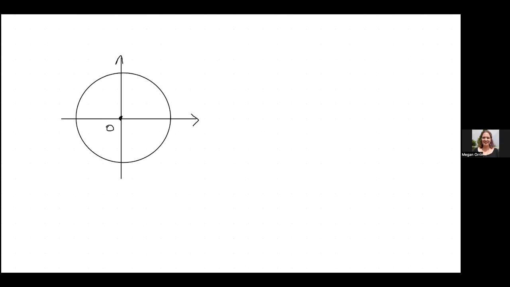So we said that the equation of a circle is x squared plus y squared equals r squared. Okay, we said r is the radius of the circle, and this particular equation has an origin of 0, because there's nothing attached to the x and the y.